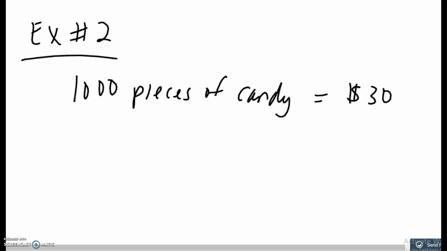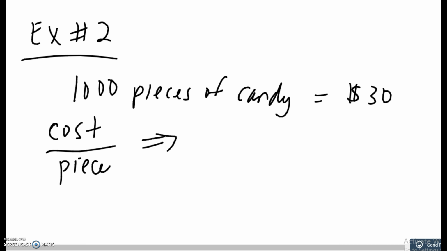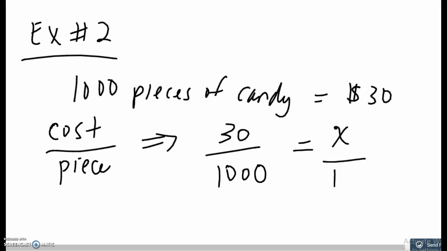So one way to approach it would be to look at the cost per piece of candy. And we will approach it that way. It costs $30 for 1,000 pieces. Then how much would it cost? That's our X, our unknown, for 10 pieces. This is just one method to approach solving this problem. And then we have a proportion.